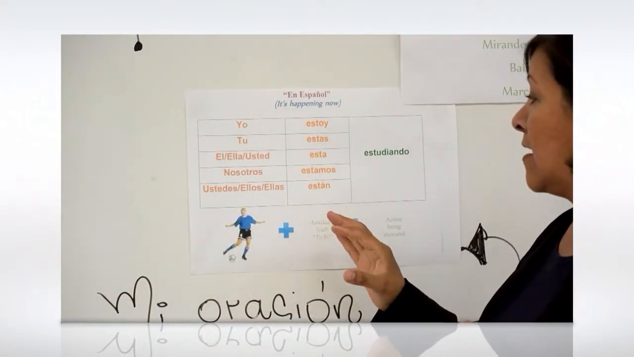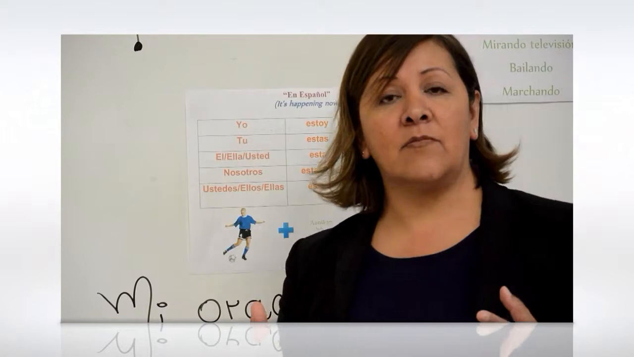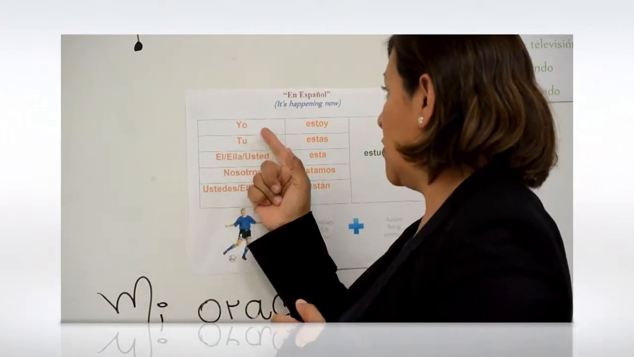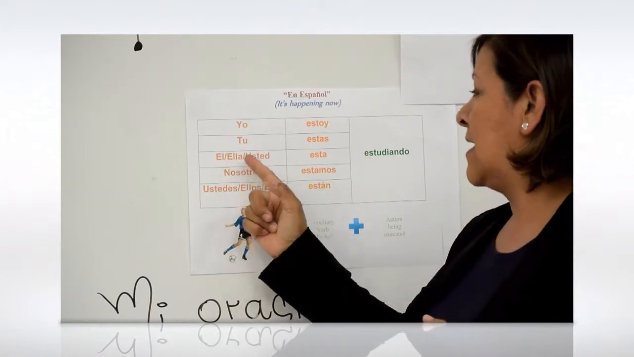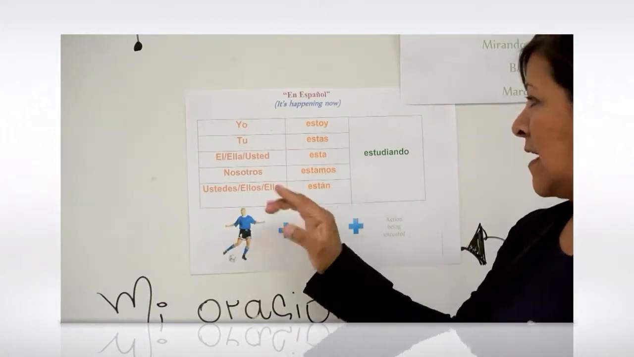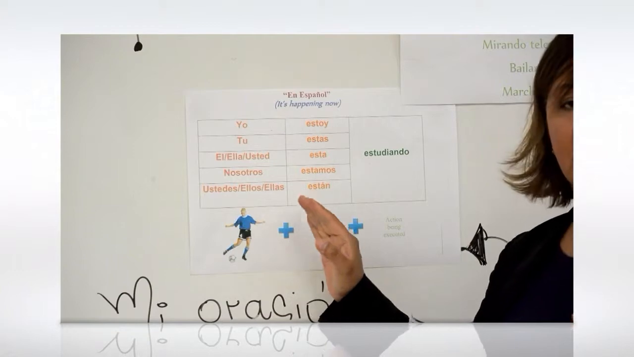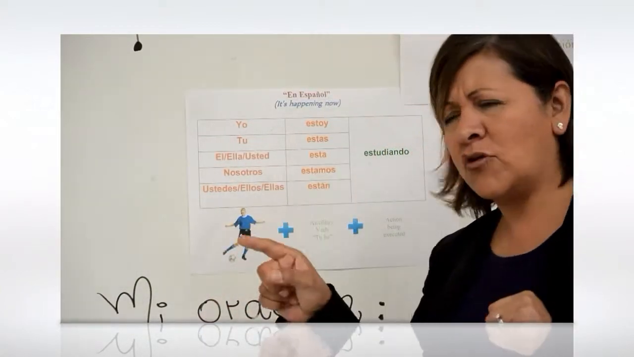Then you need to add an auxiliary verb. That's the verb to be. Yo estoy, tú estás, él está, ella está, nosotros estamos, ustedes están, ellos están, ellas están. That is really important. Now you remember that you cannot mix and match. You need to use the appropriate auxiliary verb for the right pronoun.